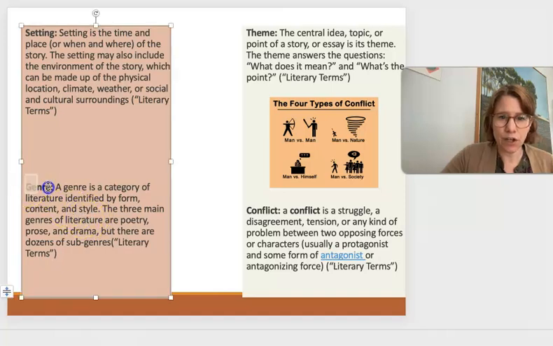And the next one is genre. It's almost too big to explain in this short definition, but there's so many layers to genre that you can unpack. But in just general terms, a genre is a category of literature identified by its form, so how it is written, its content and style. The main 3 genres of literature are poetry, prose, and drama, but I would also add in there nonfiction as a kind of prose. So you could have fiction, nonfiction, different styles of prose writing.